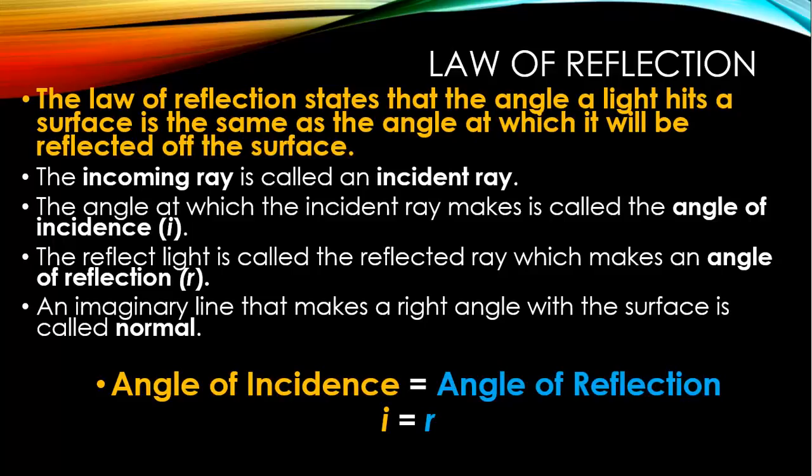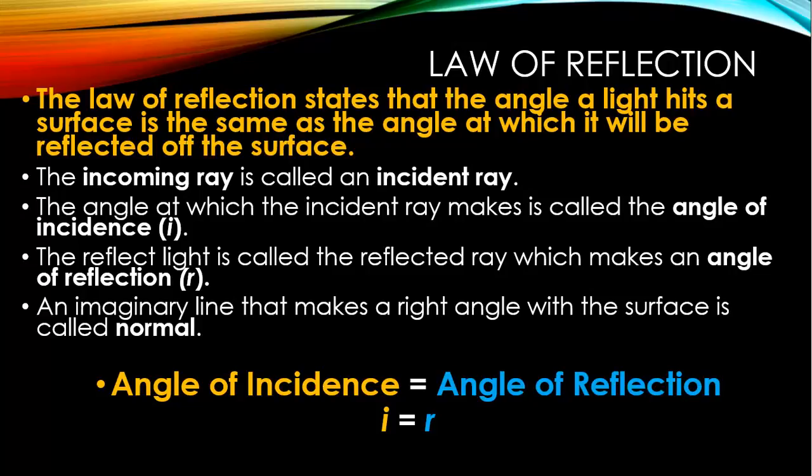Now we're going to learn about the law of reflection. This is probably the most important part for you to understand. The law of reflection states that the angle at which a light hits a surface is the same as the angle at which it will be reflected off the surface. So let's say it again. The law of reflection states that the angle at which a light hits the surface is the same as the angle at which it will be reflected off the surface.